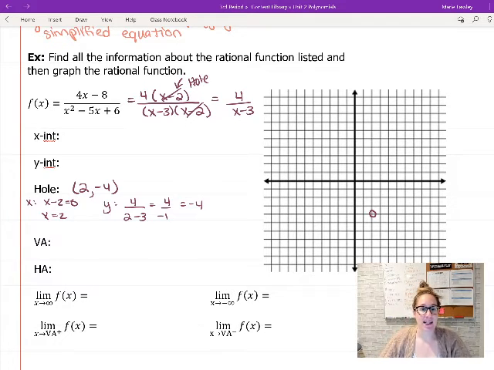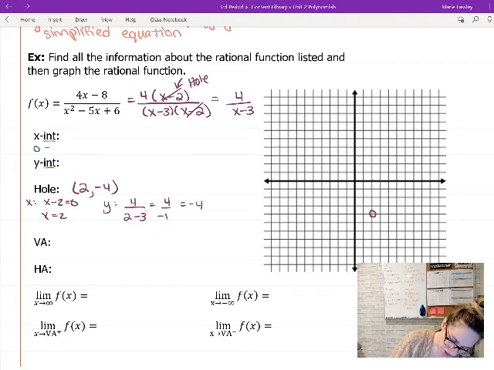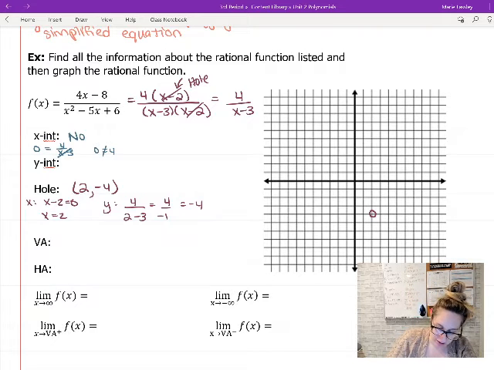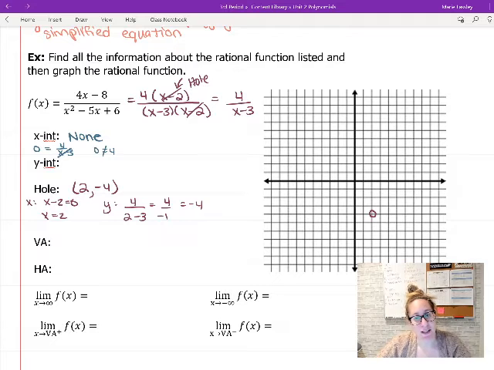Okay, so next I can do my x-intercept and my y-intercept. For the x-intercept, I'm going to set y equal to 0 and solve for x. So it's 0 equals 4 over x minus 3. Well, if I multiply both sides by my denominator, the left side just becomes 0. So I end up with 0 equals 4. This is never true, so I don't have an x-intercept. So it doesn't cross the x-axis, which is fine.